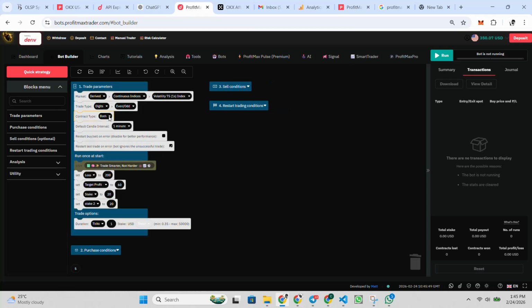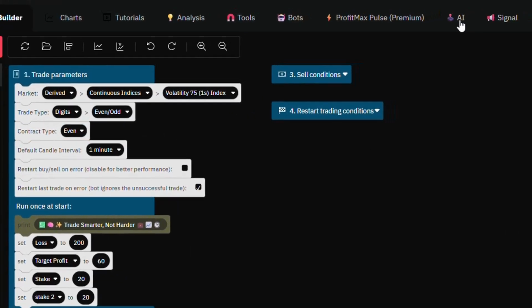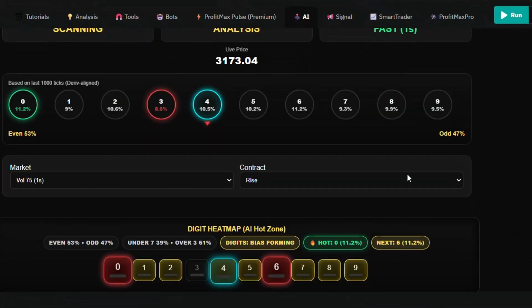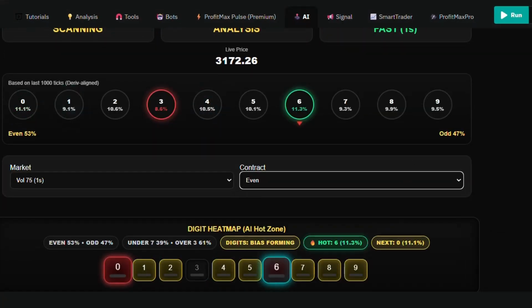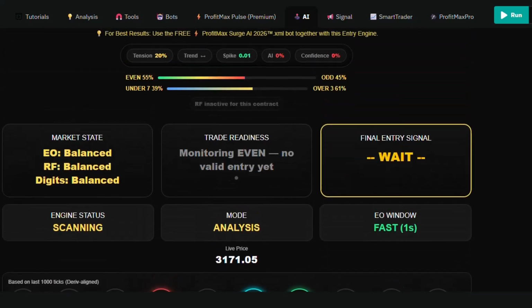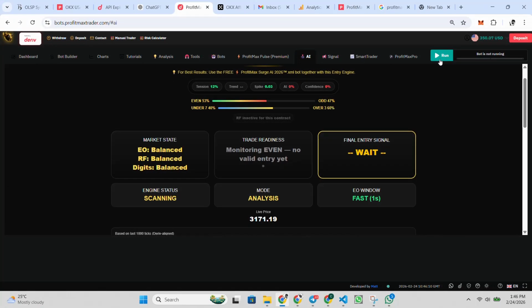Okay, let's try and capture even odd. Even odd is normally not easy to find. For any beginner or any trader watching this video, I recommend you trade rise and fall or over 3. Very good with this tool. We are still trying to find very good entries on even odd, but the other tools, even this one itself, at times will give you the entries.